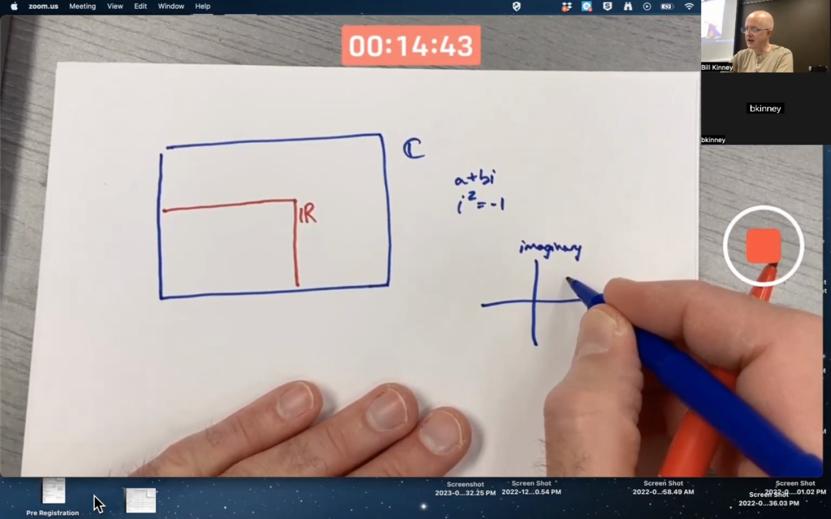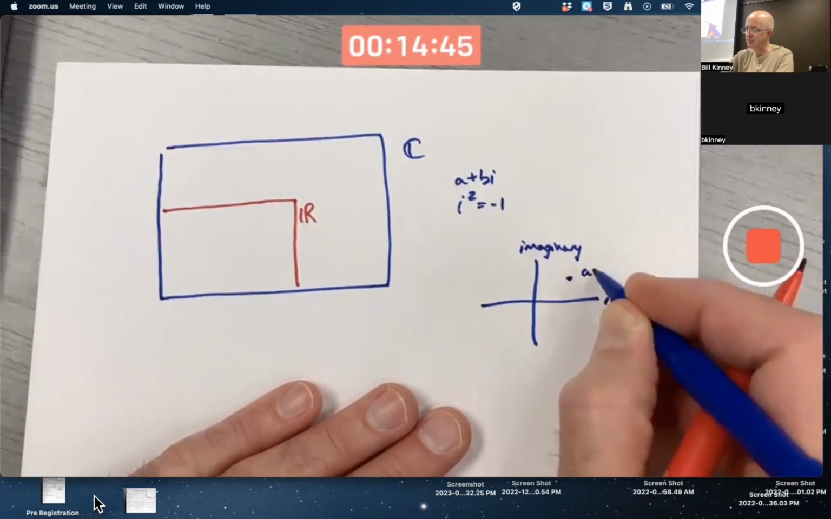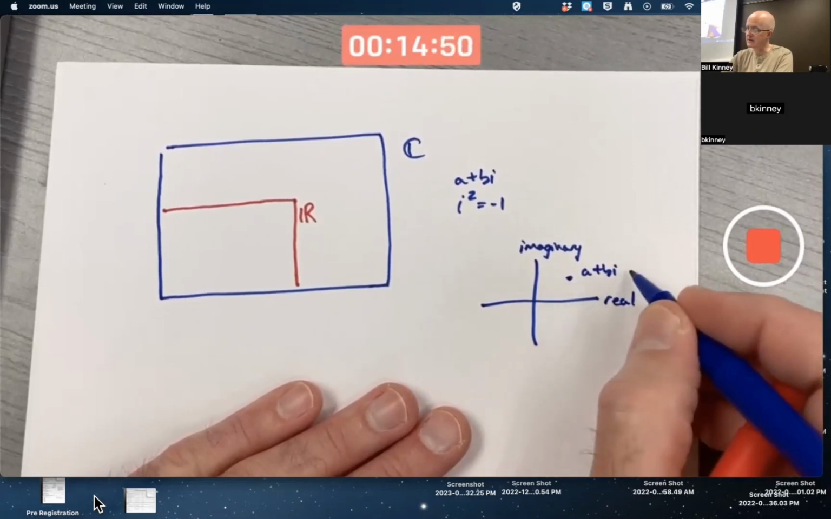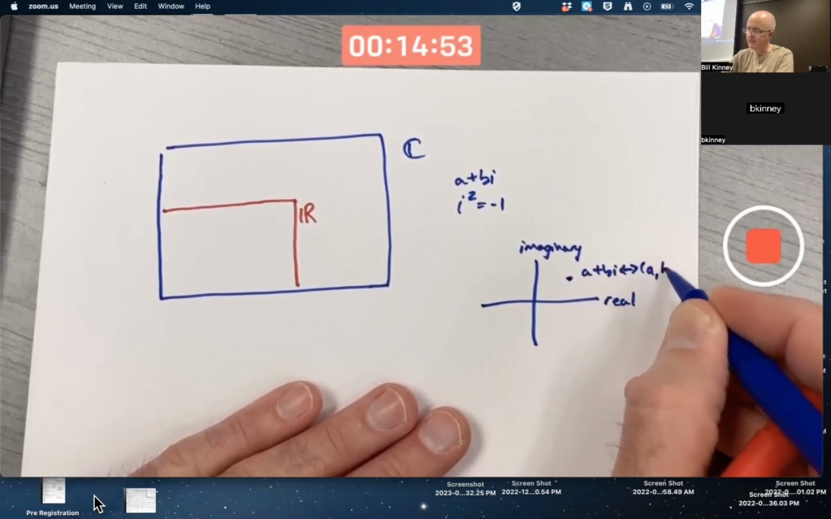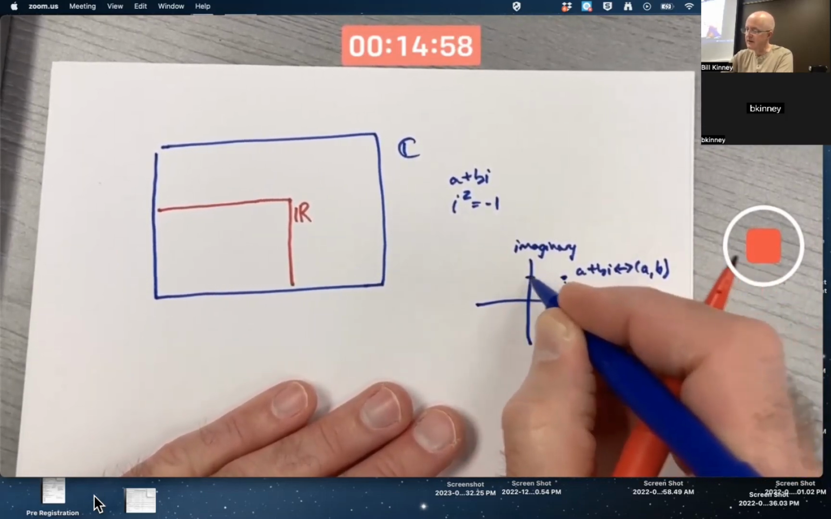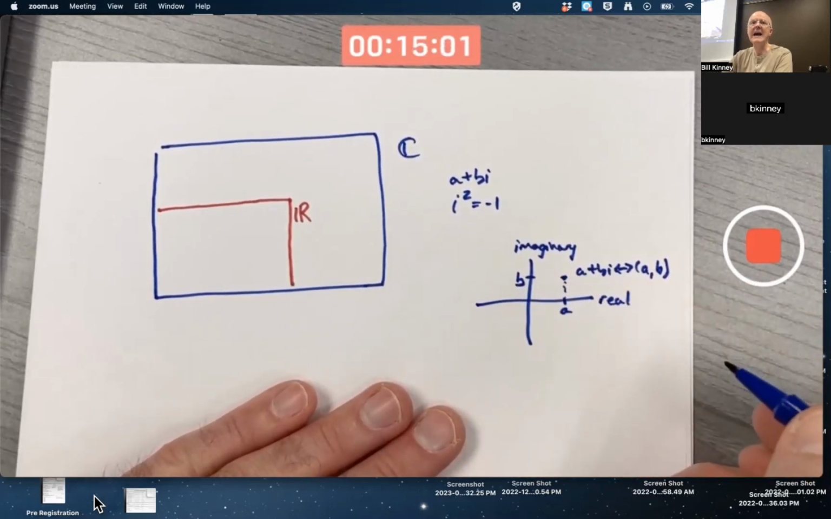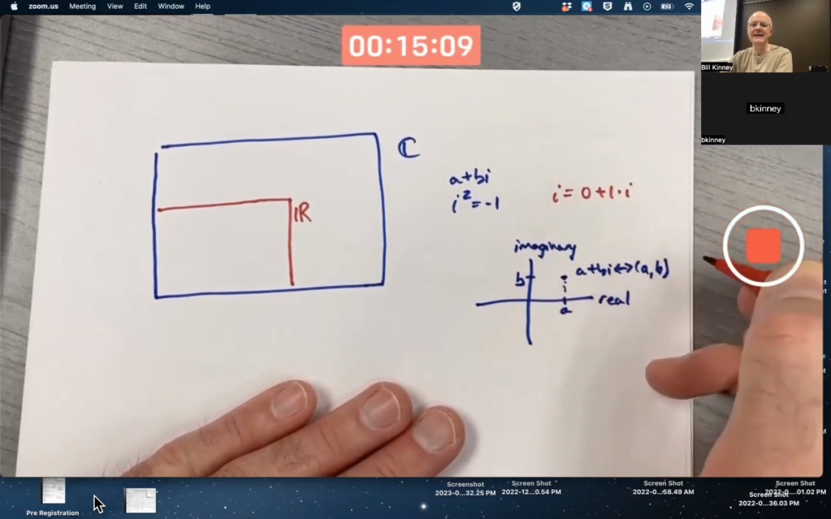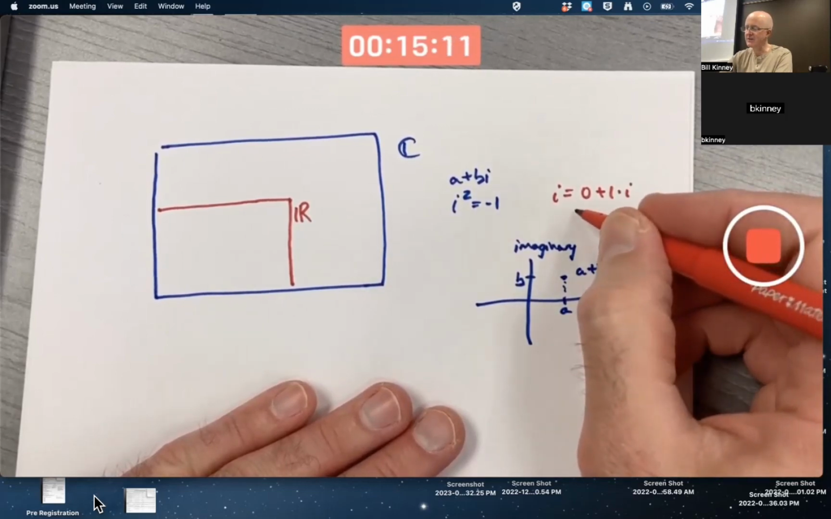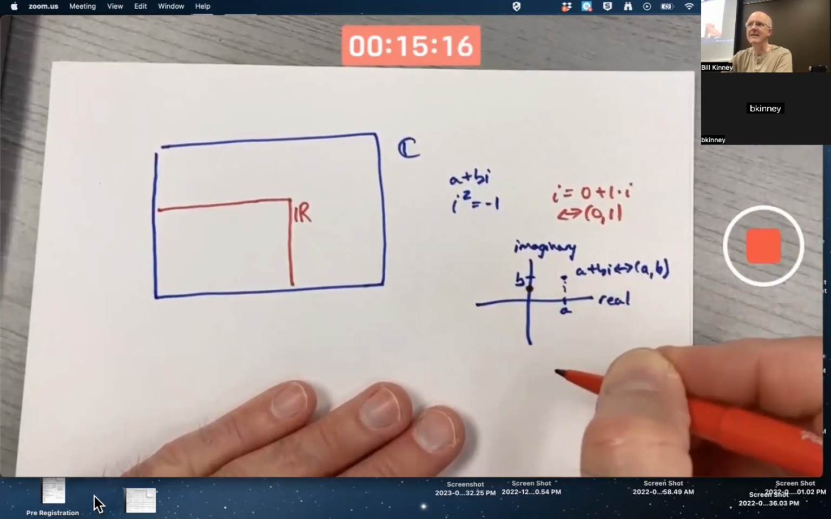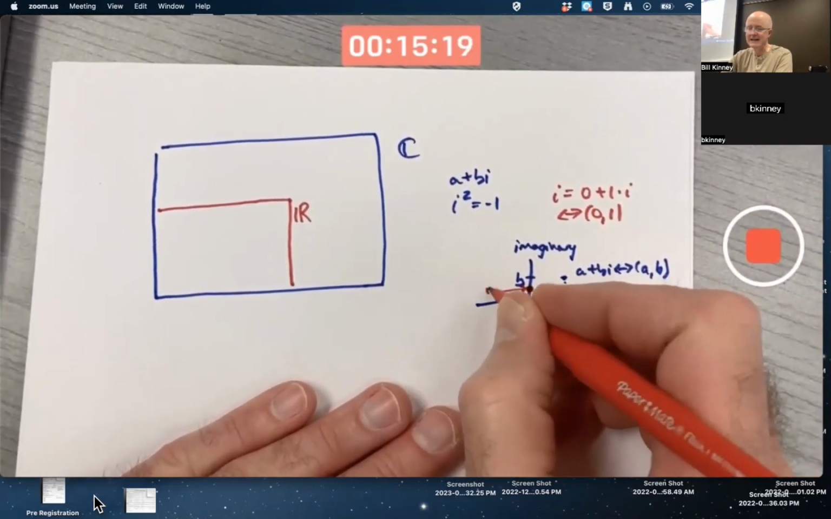And an arbitrary complex number, a plus bi, is a point in this plane. And its coordinates, its rectangular coordinates, would be (a, b). This number right there would be a. This number right here would be b. Where is the i in the picture? Well, i is 0 plus 1 times i. In the plane, its coordinates would be (0, 1). It would be right there. That would be the complex number i.